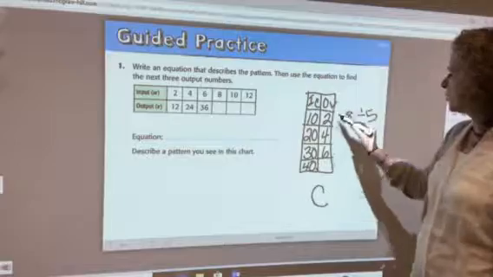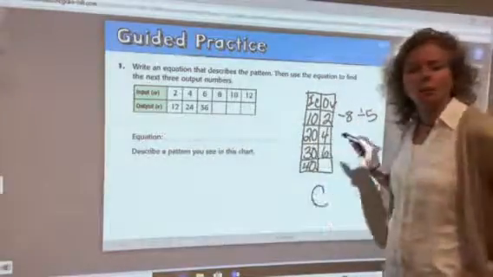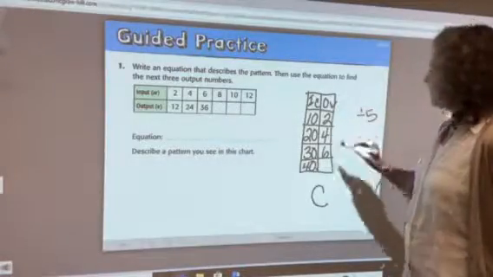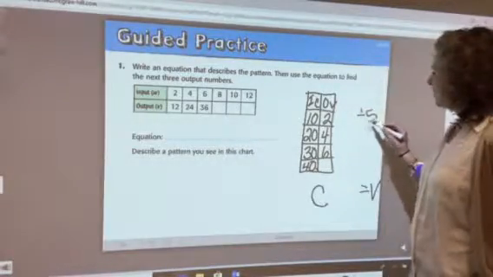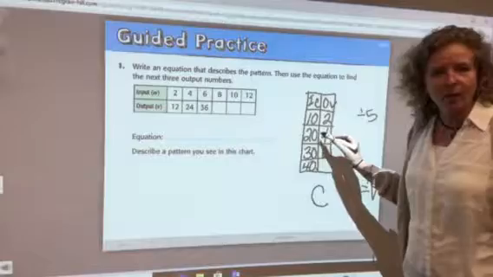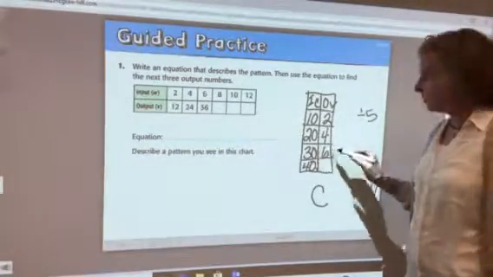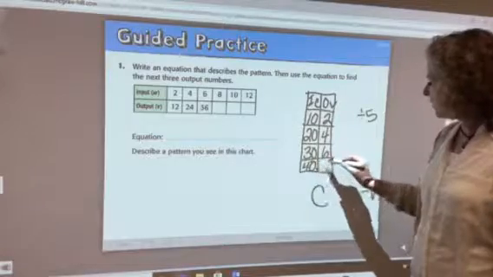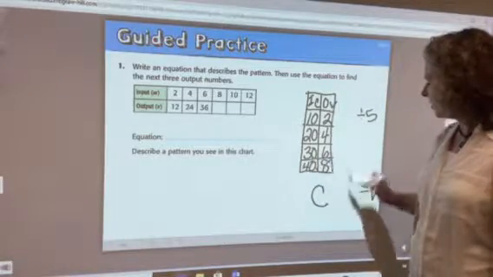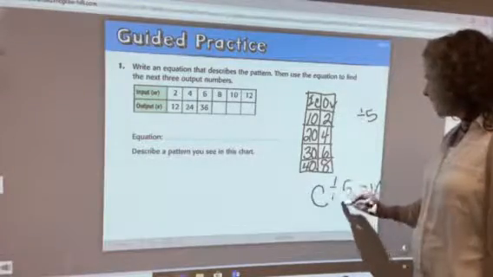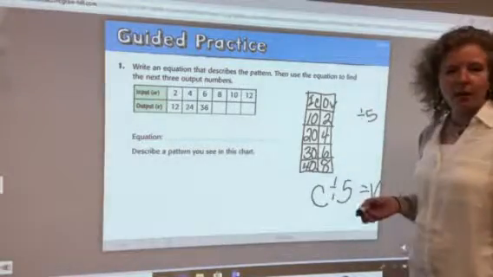Let me try subtraction first. Subtract 8. 20 minus 8 equals, well, it equals 12. So that's not working. All right, 10 divided by 5 equals 2. How about 20 divided by 5? It equals 4. 30 divided by 5 equals 6. 40 divided by 5 equals 8. So my rule is C, input, divided by 5 equals V, my output.